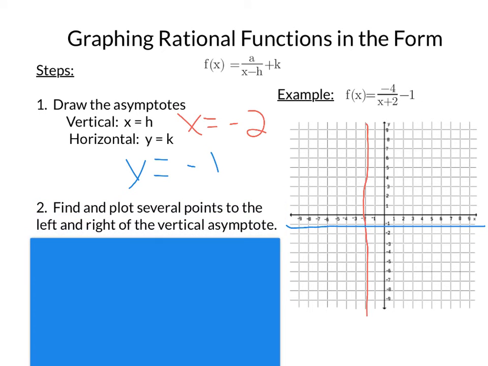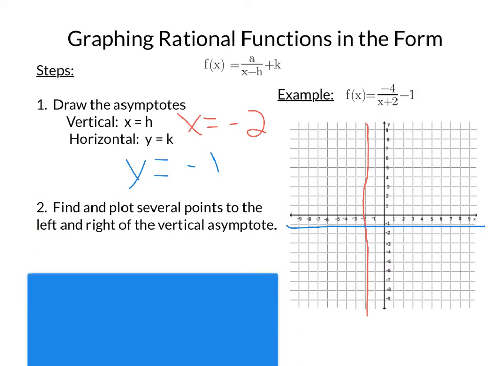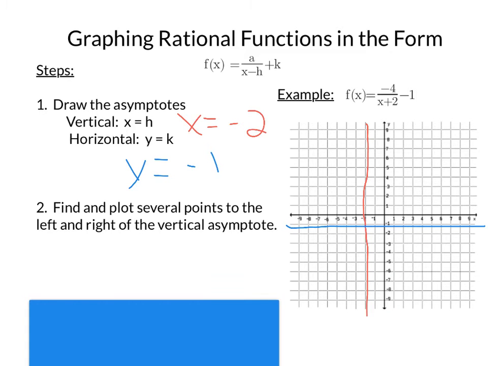Our second step is to find and plot several points to the left and right of the vertical asymptote. So looking at my vertical asymptote, x equals negative 2. If I pick 3 values to the left, I would pick negative 3, negative 4, and negative 5. When I substitute those values into my function, I find that I get the points negative 5, 1/3, negative 4, 2, and negative 3, 3. So take a minute to plot those points.